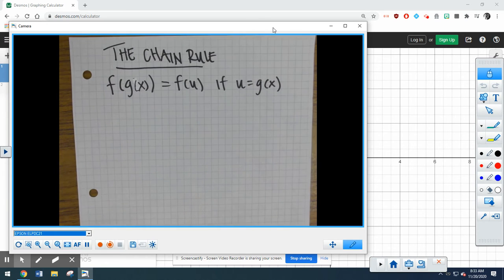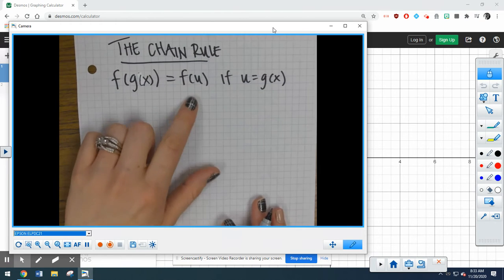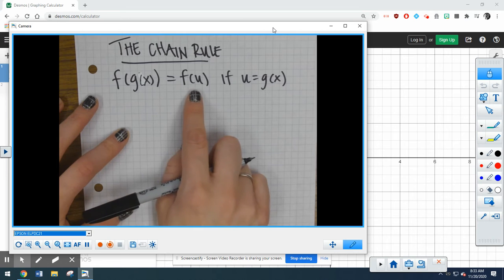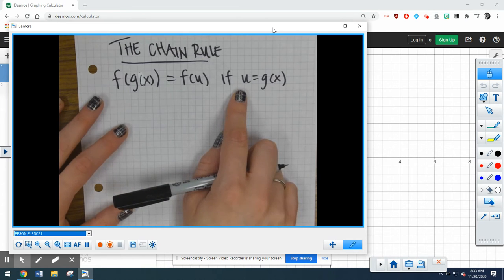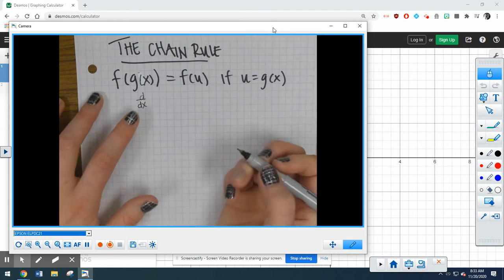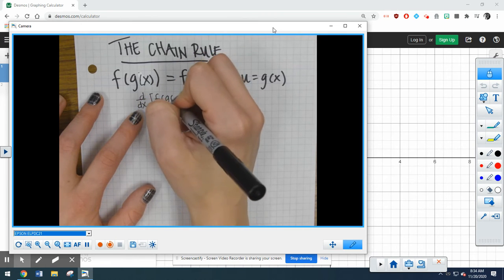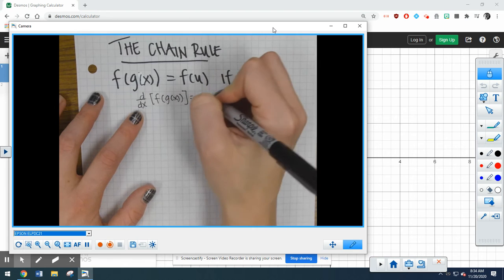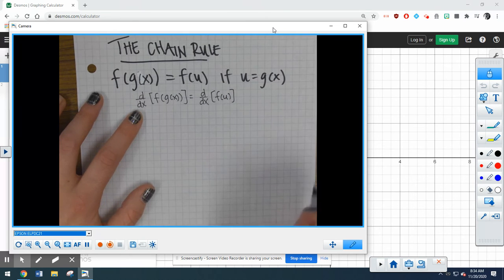as my middle function. So the way that we are going to take the derivative of something that's a composite function is we are going to take the derivative of f of u and we're going to multiply it by the derivative of u. What that means, let's write that out first. So d dx, remember that's the notation for take the derivative of f of g of x, which would be equivalent to d dx of f of u of x. As long as you keep the stipulation true.